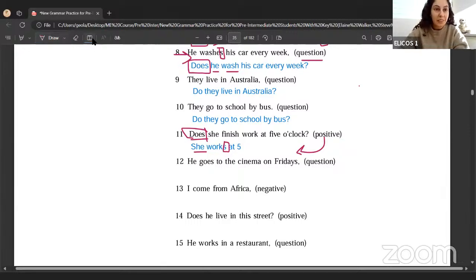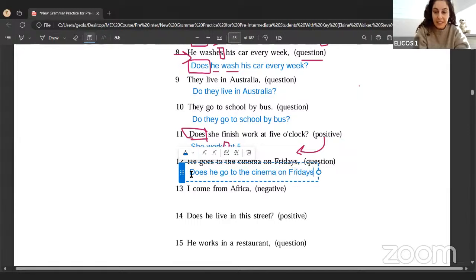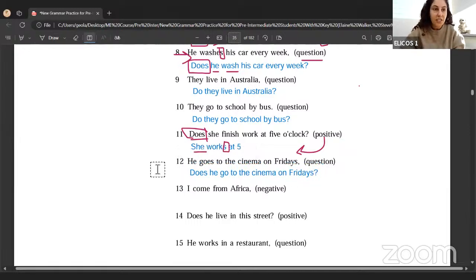12, German. We need to make a question. He goes to the cinema on Fridays. Yes. Does he go to the cinema on Fridays? You could see it's a question about someone's routine, about their habits. So good. We have does because we know the subject is he, she, or it.